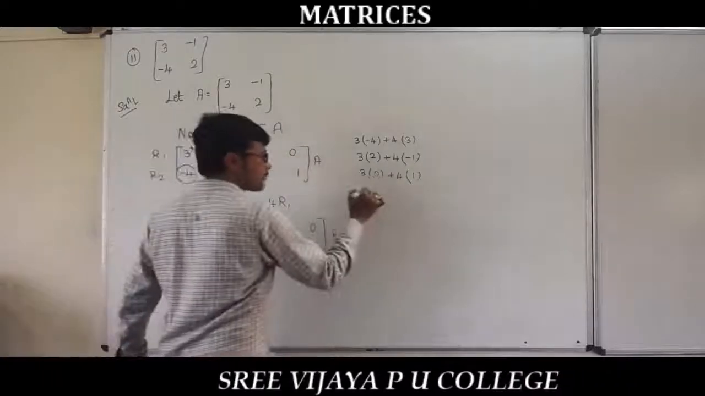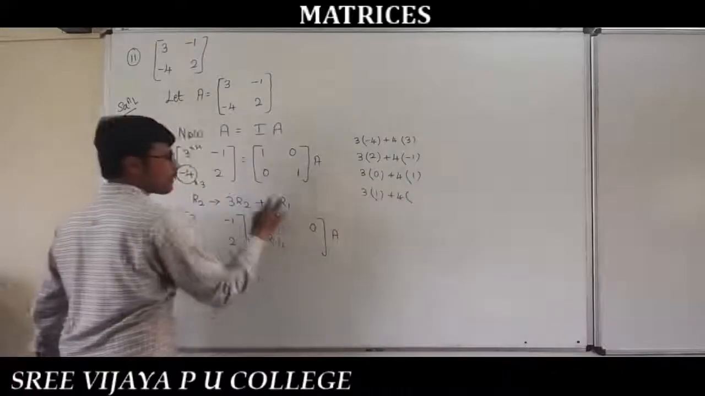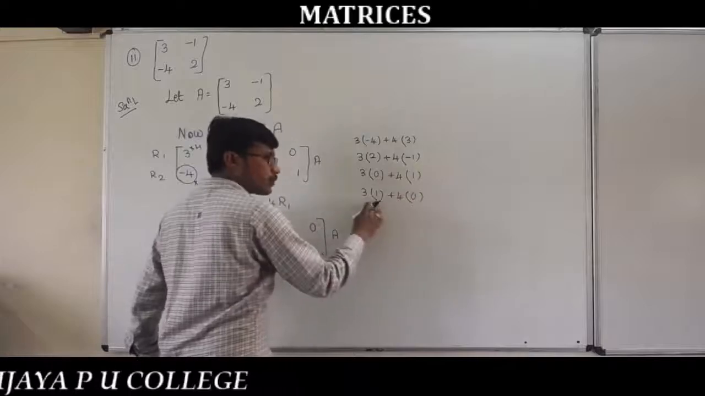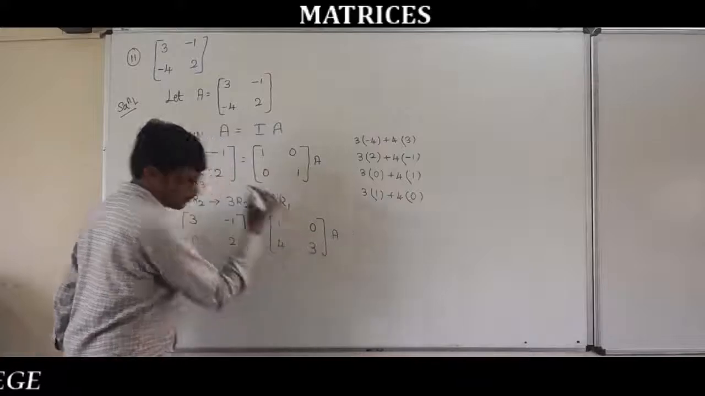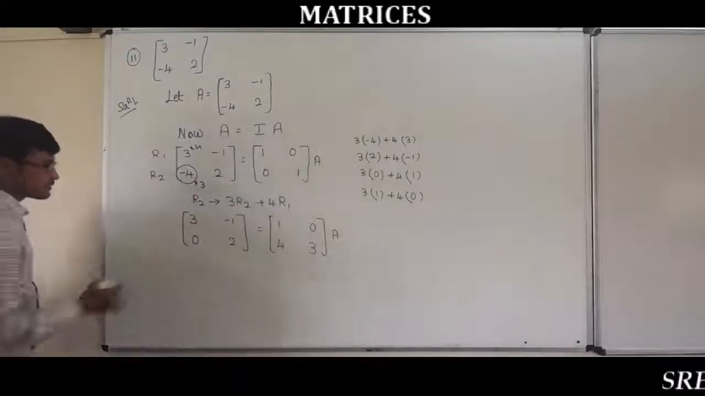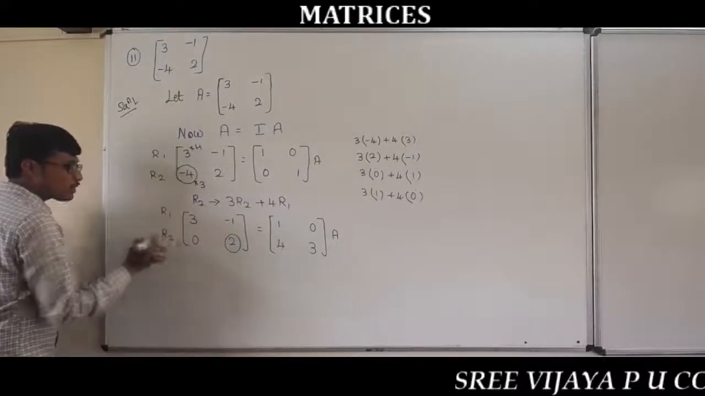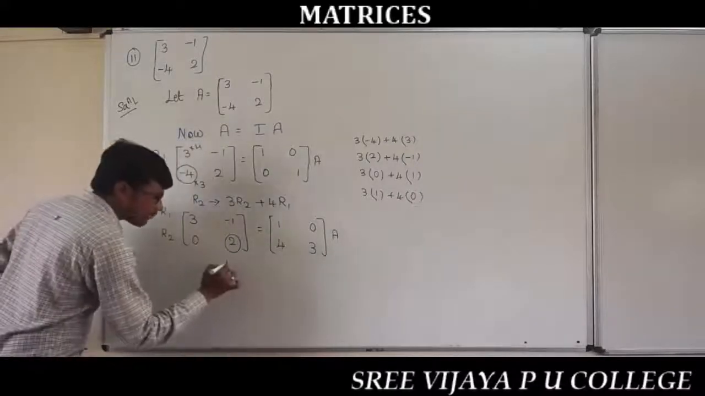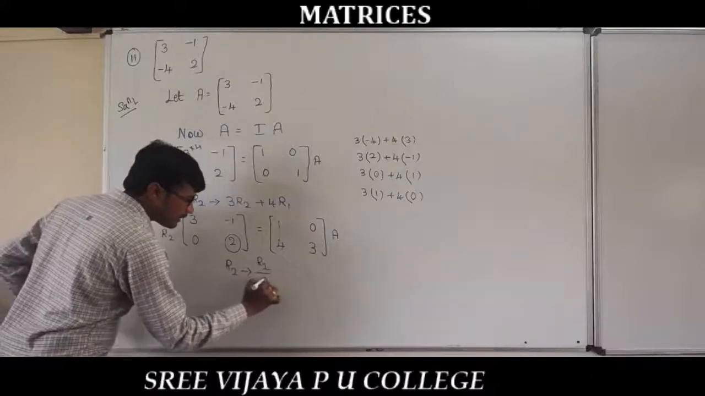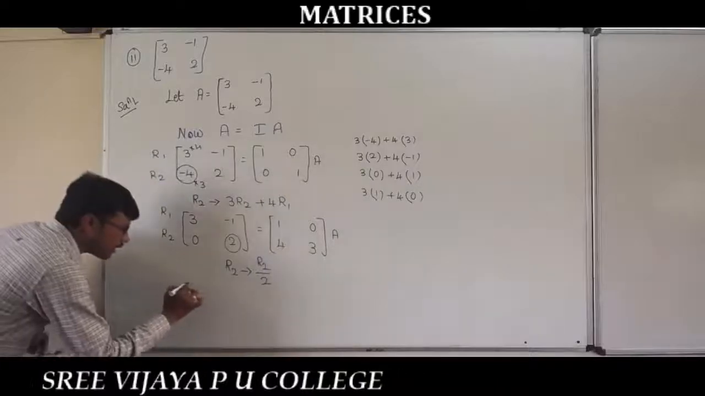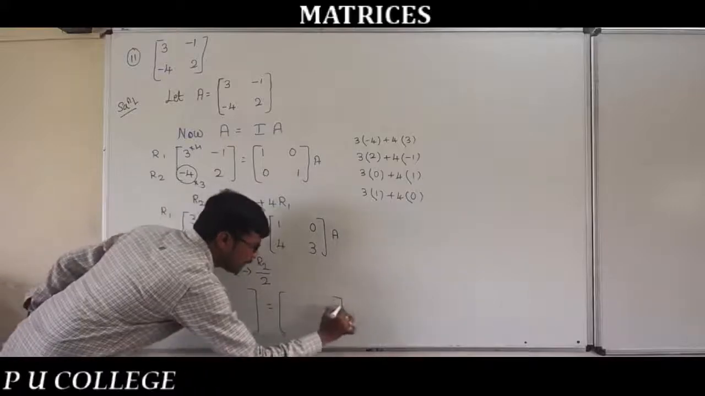Next, 3 times of R2, 1 plus 4 times of R1 is 0. 3 into 1, 3. 4 into 0, 0. 3 plus 0 is 3. Right. Next, to make it as a 1, what can we do? We can divide with the same number. In R2, we can divide with 2 only. So divide all the elements of R2 with 2 and R1 will be as it is.